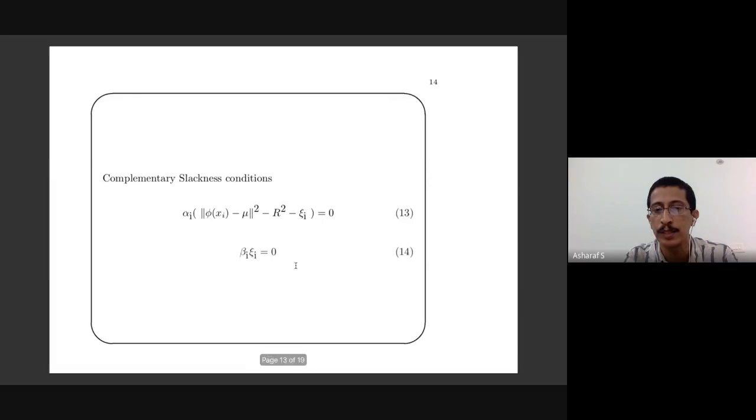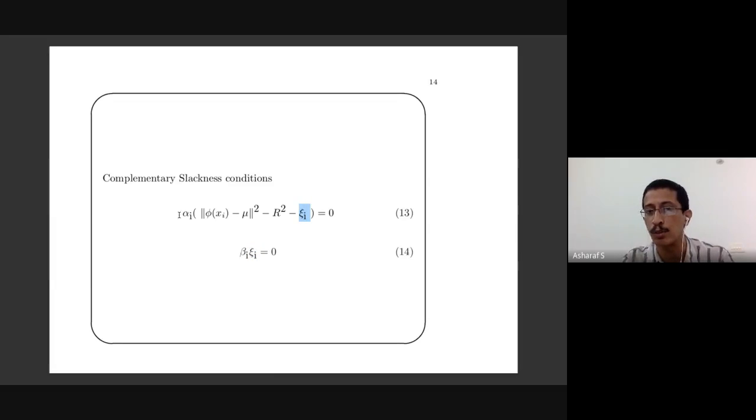Beta I will be 0, which means that zeta I can be greater than or equal to 0. Alpha I is equal to 0 says that beta I will be 0, which means that there is no restriction on zeta I. We know that zeta is greater than or equal to 0, so this term will exist.